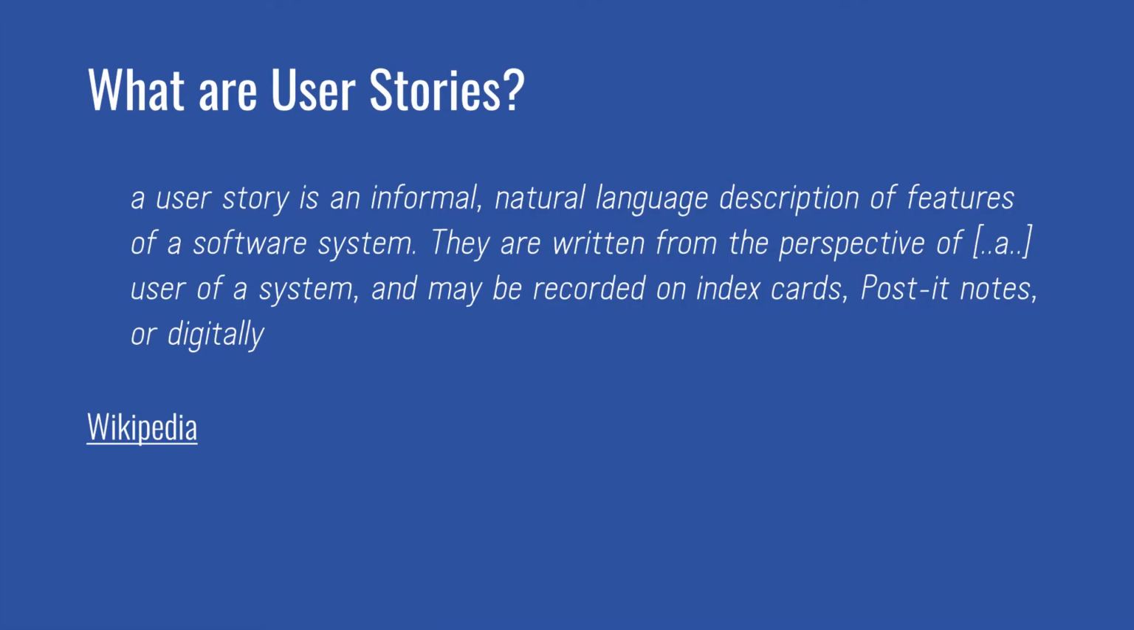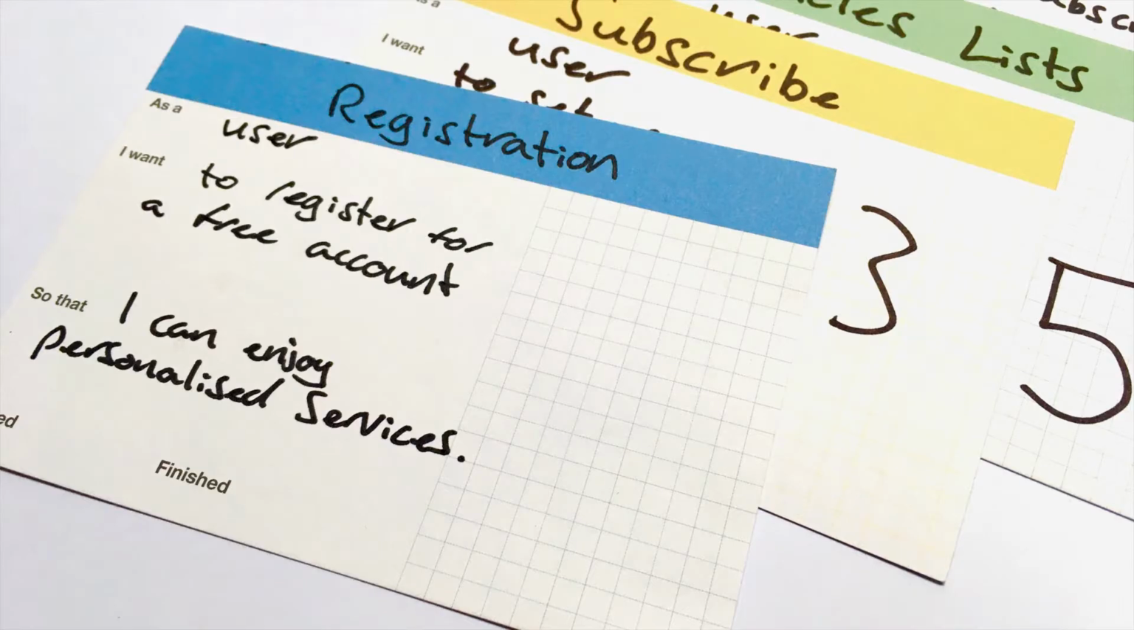So what are user stories? A user story is an informal, natural language description of features of a software system. They are written from the perspective of a user of a system and may be recorded on index cards, post-it notes, or digitally. In other words, these things.